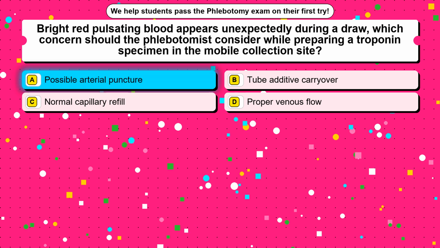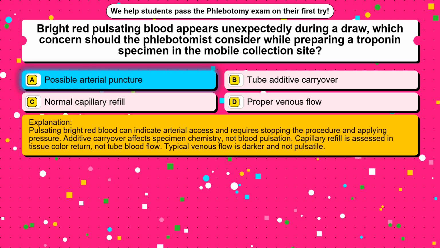The correct answer is option A. Possible arterial puncture. Pulsating bright red blood can indicate arterial access and requires stopping the procedure and applying pressure. Additive carryover affects specimen chemistry, not blood pulsation. Capillary refill is assessed in tissue color return, not tube blood flow. Typical venous flow is darker and not pulsatile.